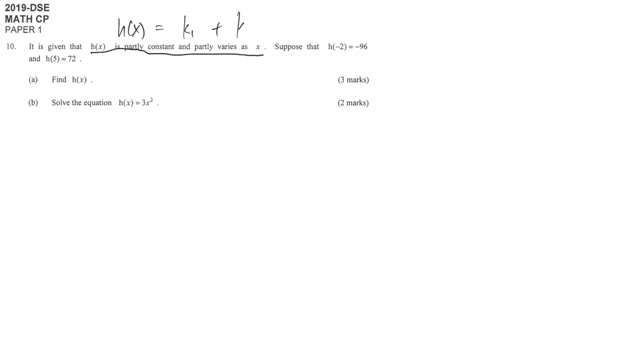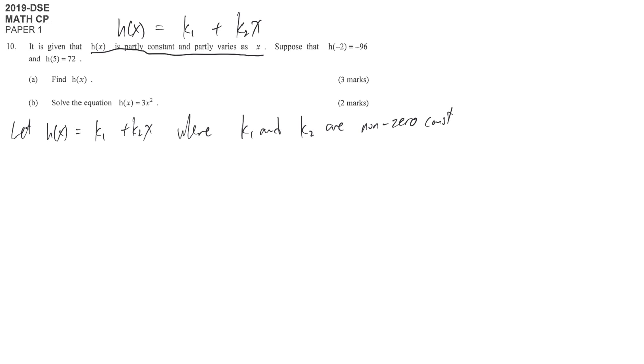That means it is k2 times of x, a certain times of x. So that's why we write it this way. Let h(x) be equal to k1 plus k2x, where k1 and k2 are non-zero constants. If you don't write non-zero constant, basically you can still get full marks, no worry about that.